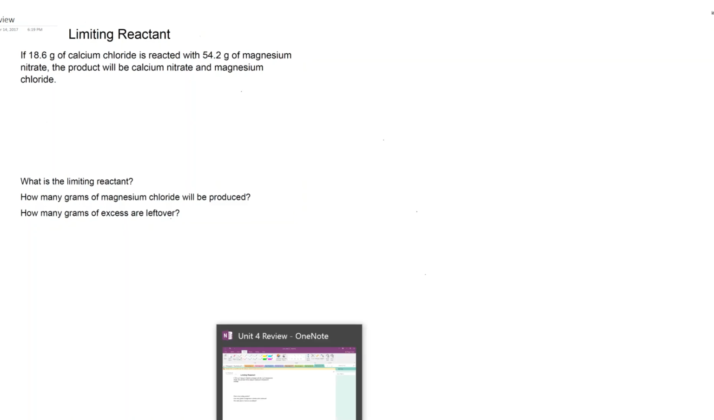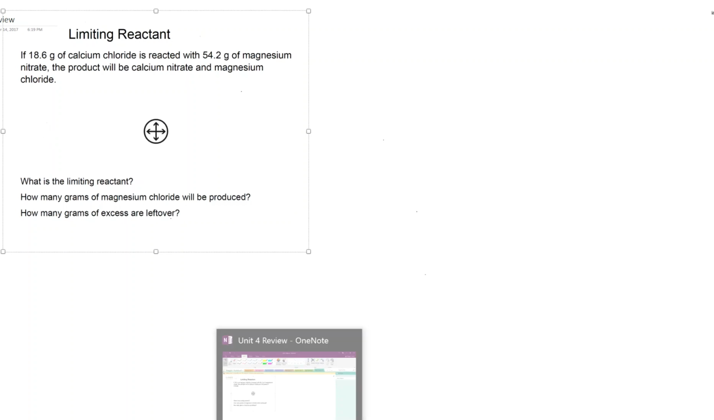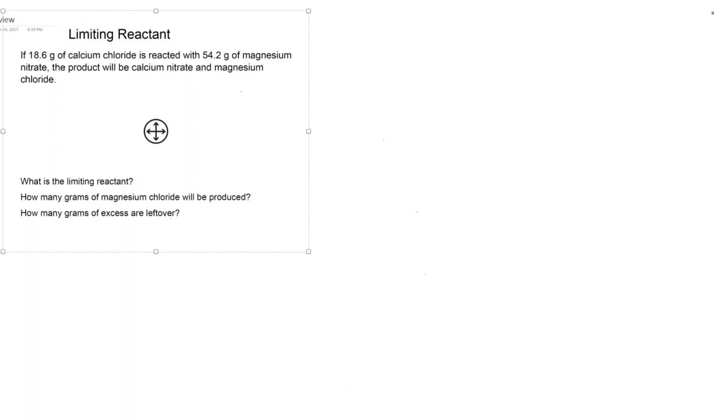In this problem, we have 18.6 grams of calcium chloride being reacted with 54.2 grams of magnesium nitrate. The product is calcium nitrate and magnesium chloride. We are being asked, what is the limiting reactant, how many grams of magnesium chloride will be produced, and how many grams of excess are left over.